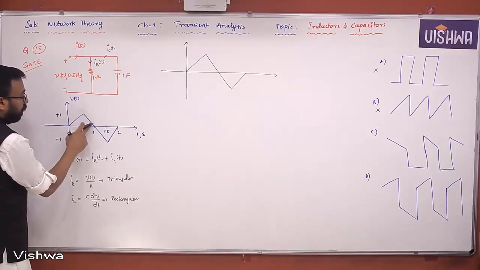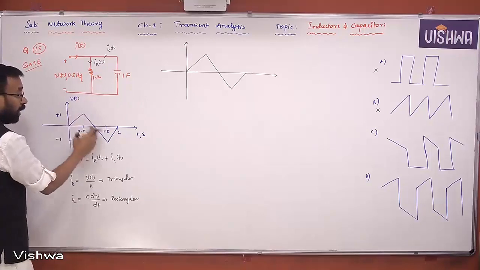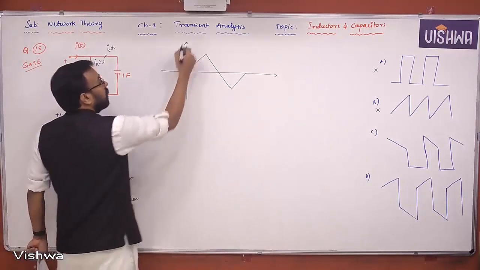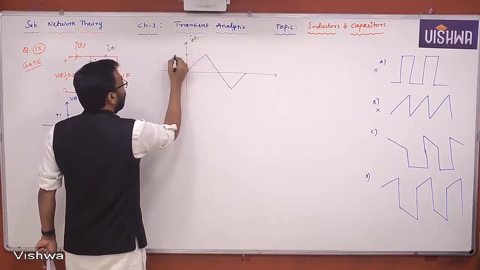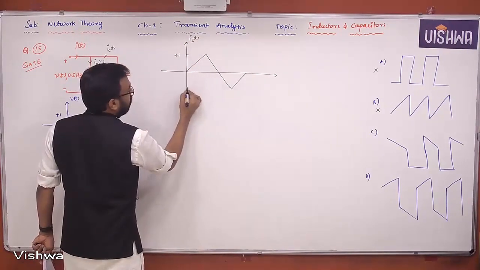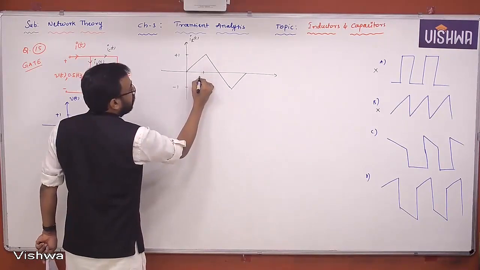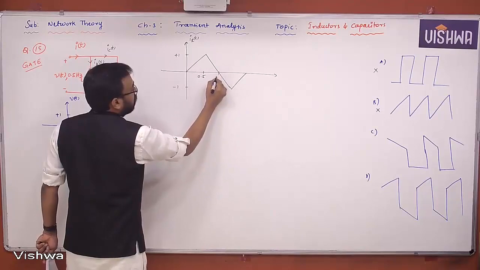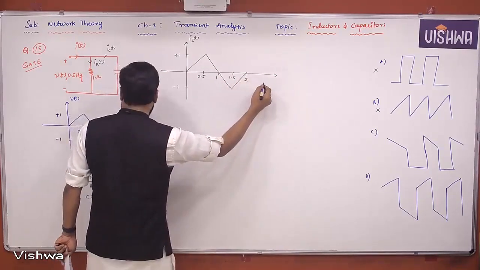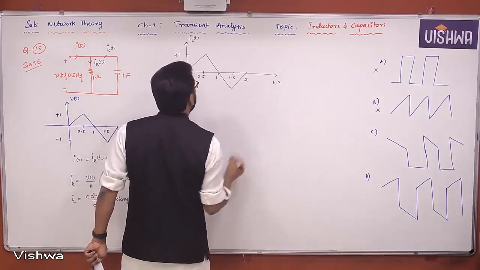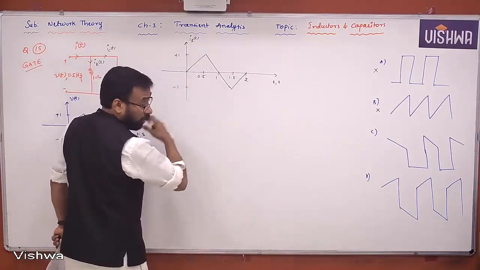Every point on this particular waveform is divided by the resistance. The resistance value is 1, therefore you get the same waveform. So this is IR of t. This is plus 1 and this is minus 1. Here this is 0.5, this is 1, this is 1.5, this is 2. The time is in seconds, let us say. The IR of t is the same as V.